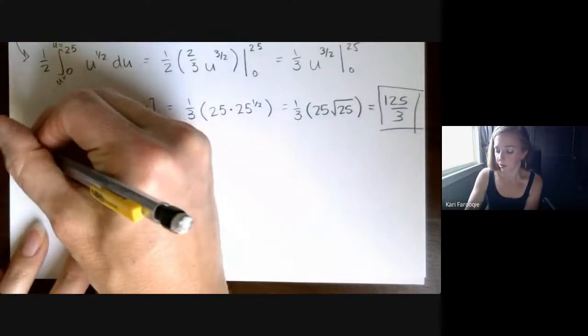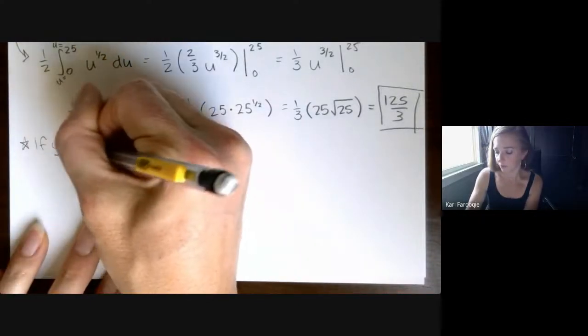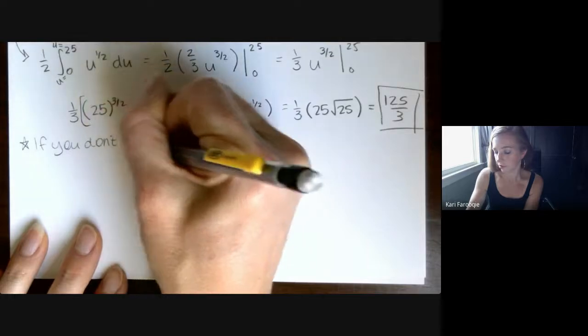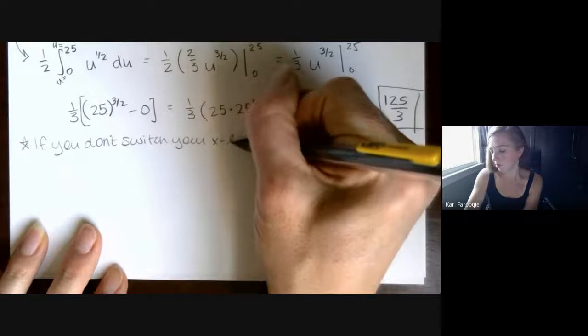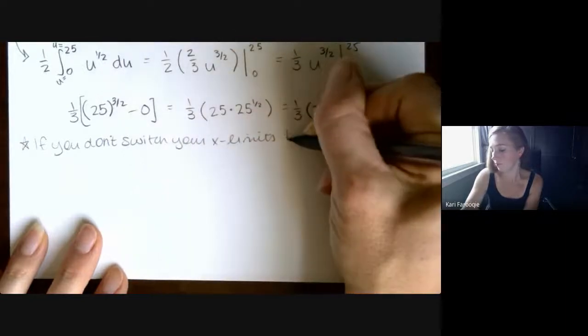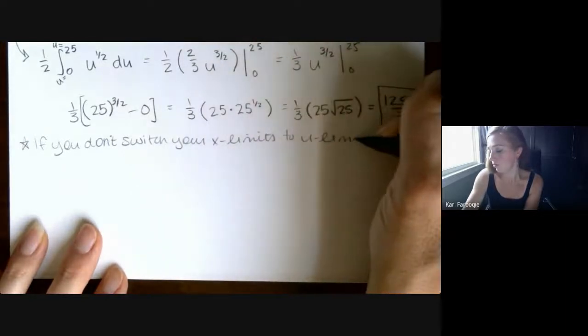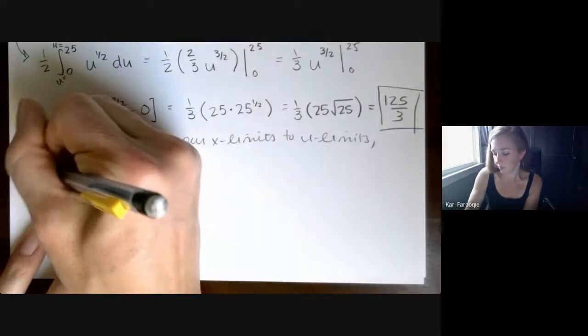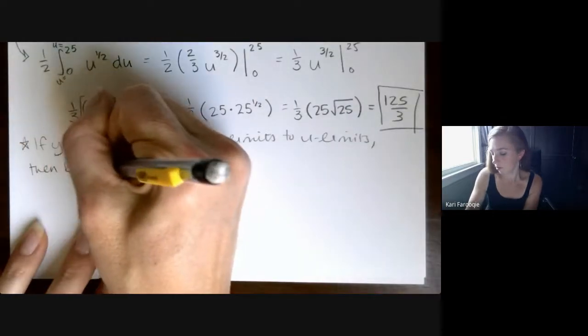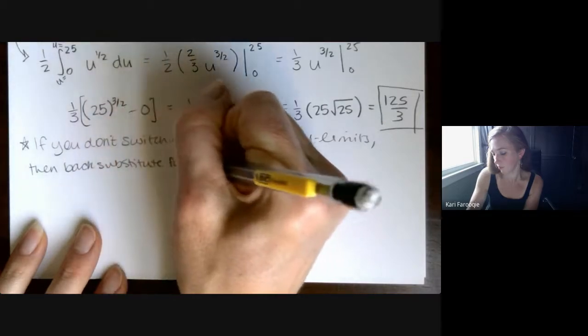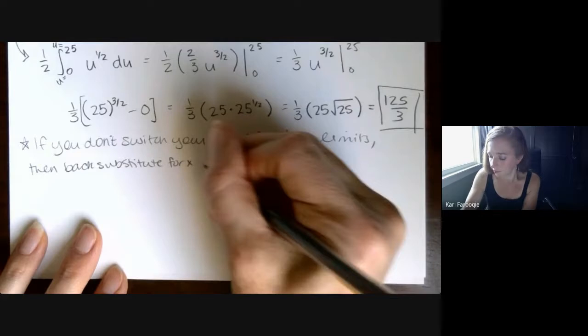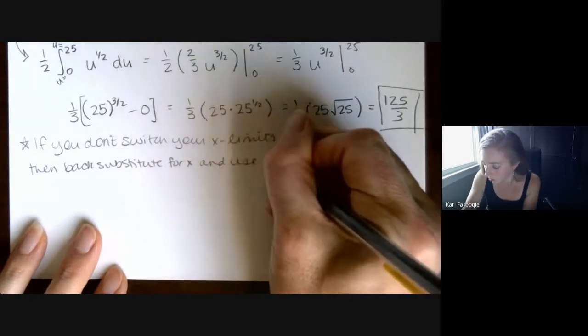Okay, so my note to you here is, if you don't switch your x limits to u limits, then back substitute for x and use the FTC.